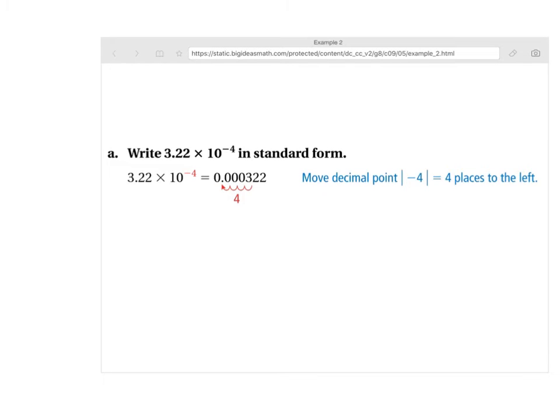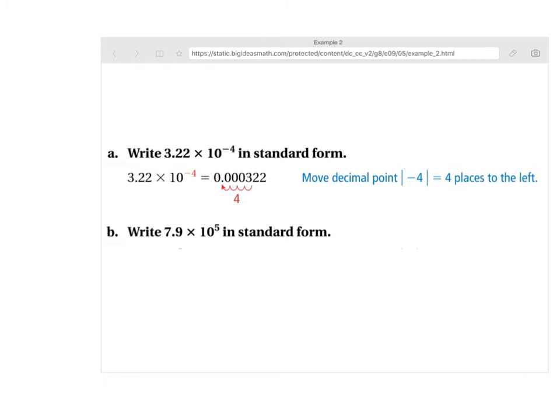So we moved it to the left 4 times. Okay, let's look at B. 7.9 times 10 to the fifth, written in standard form. So it's a positive exponent. So write 7.9 times 10 to the fifth equals, and then move the decimal where it's at.